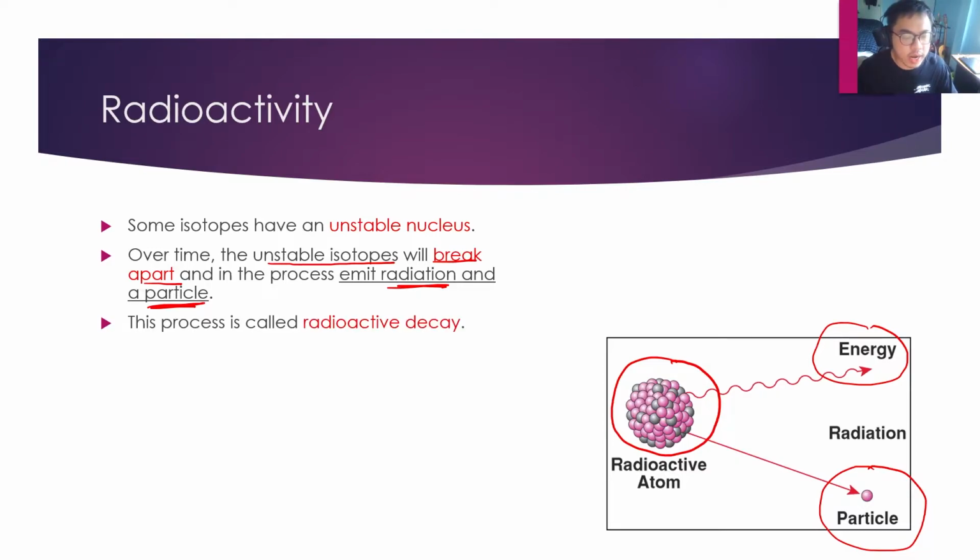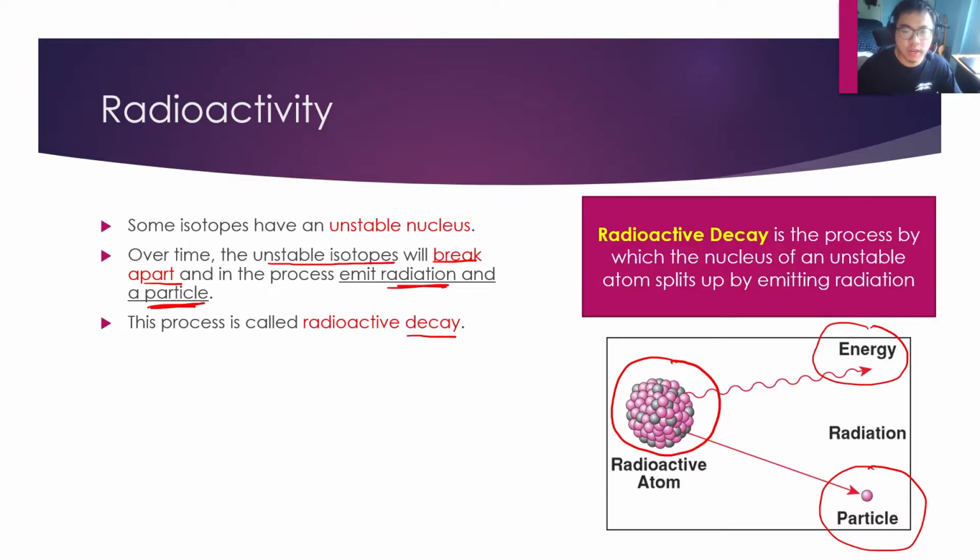This process where the unstable nucleus breaks apart is called radioactive decay. They break down, so that's why it's called a decay. So radioactive decay is the process by which the nucleus of an unstable atom splits up. So it breaks apart, and in this process, it gives out or it emits radiation. Emit is just another word for giving out.